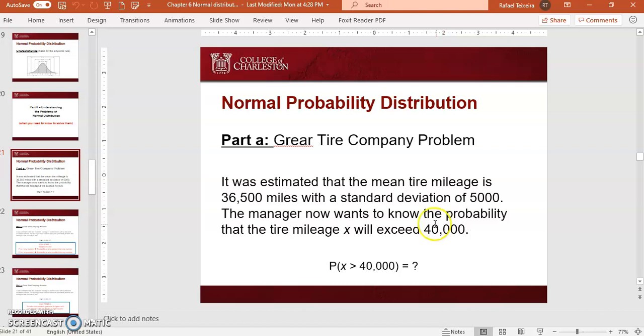So this is a fair problem. You, as a manager, want to know if the tire will last for more than 40,000 miles. Maybe marketing people want to make a promotion, advertising, whatever, and say that the tire lasts more than 40,000 miles. So this is a fair problem.